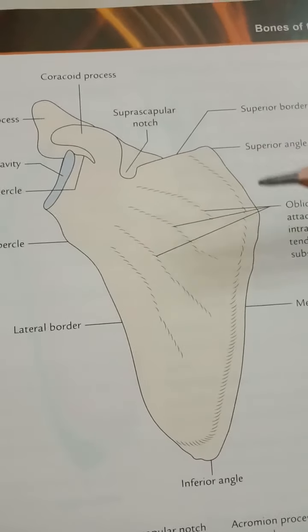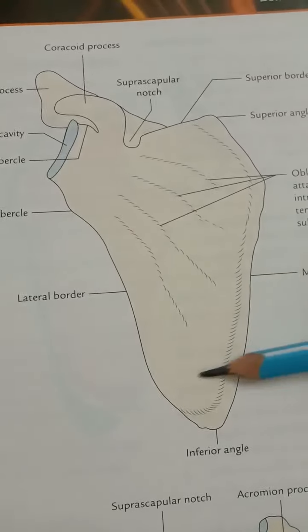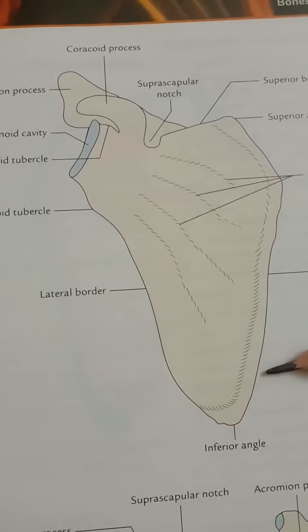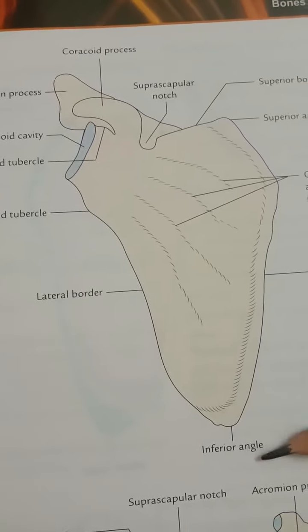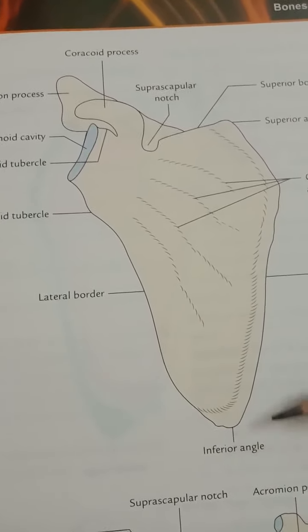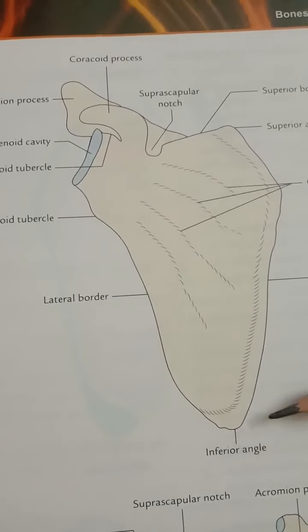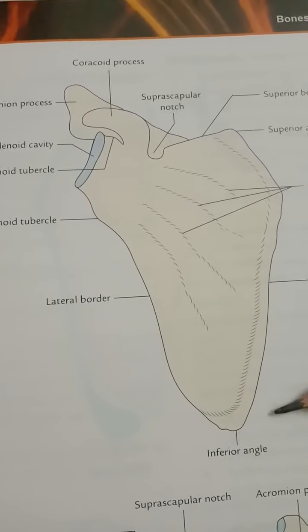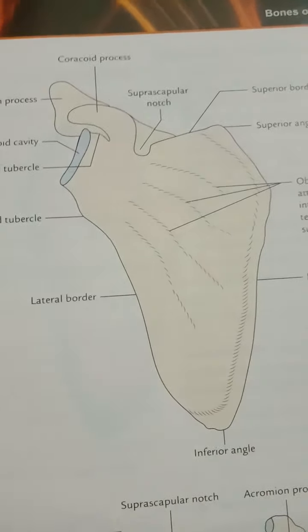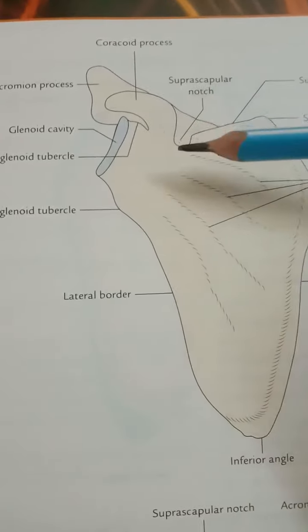Then the inferior angle. So this one. The inferior angle is covered by the latissimus dorsi and it moves forward round the chest when the arm is abducted. Then the lateral angle.